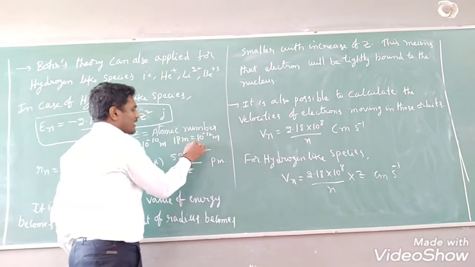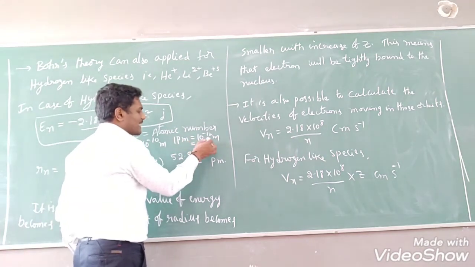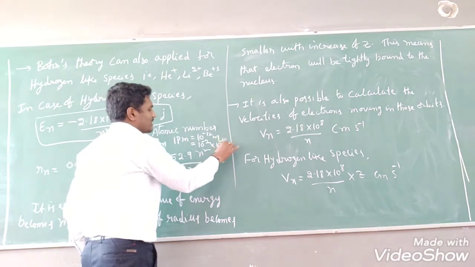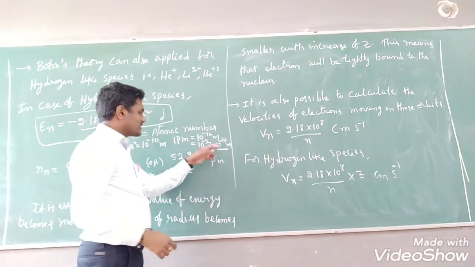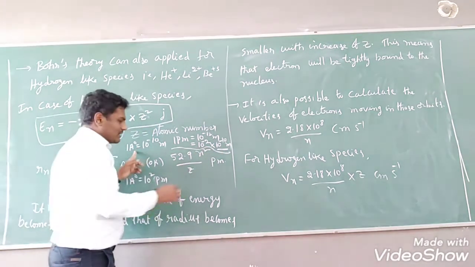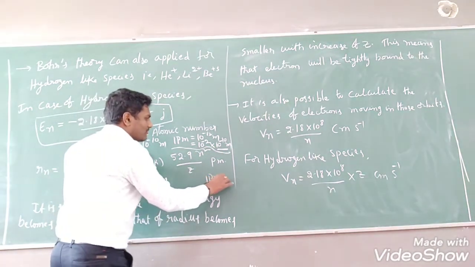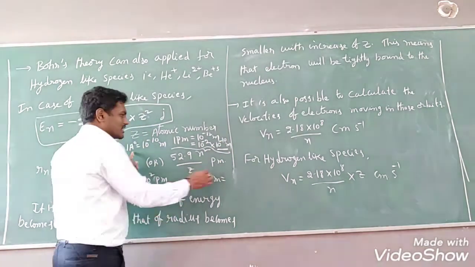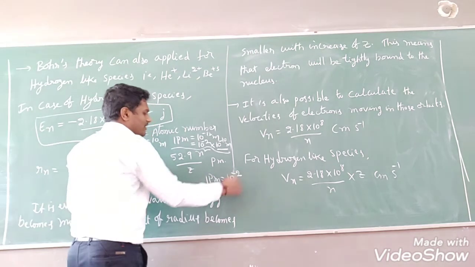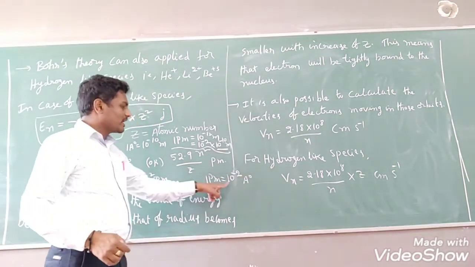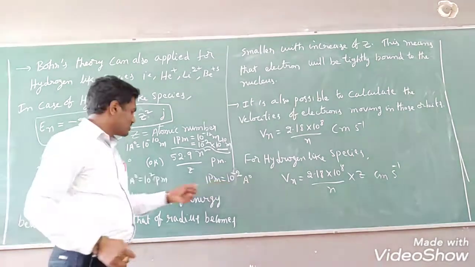How is it? You may think here 10 to the power of minus 12. I will write 10 to the minus 2 into 10 to the power of minus 10 meters. 10 to the power of minus 10 meters is nothing but what, students? Angstrom unit only, na? That means 1 picometer equals, in place of 10 to the minus 10 meters, I will put angstrom. So before that 10 to the minus 2 is there. 10 to the power of minus 2 angstrom. 1 picometer equals 10 to the power of minus 2 angstrom units.